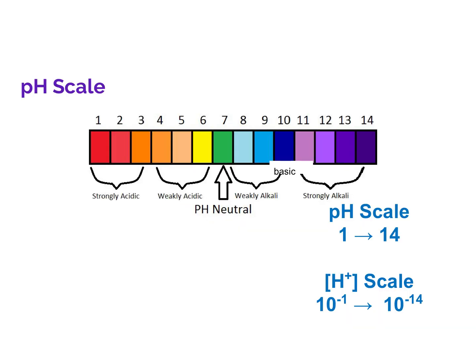So we saw the pH scale a little bit earlier. Our pH scale is going to go from 1 to 14, so that's something you need to know. And then our H+ concentration is going to go from 10 to the negative 1 all the way down to 10 to the negative 14. So you can see as we're becoming more basic, the concentration of our H+ gets smaller and smaller.